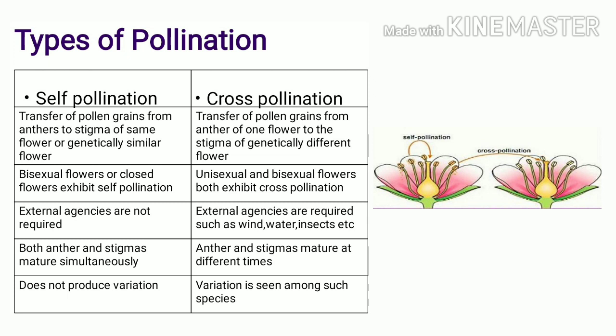So definitely in case of cross pollination, we can see variation, and the variation brings good characters to the plant body. So this is all about the types of pollination, that is self pollination and cross pollination, and the difference between self pollination and cross pollination.